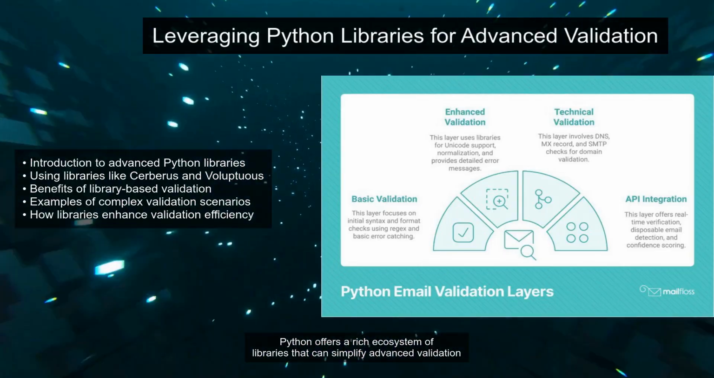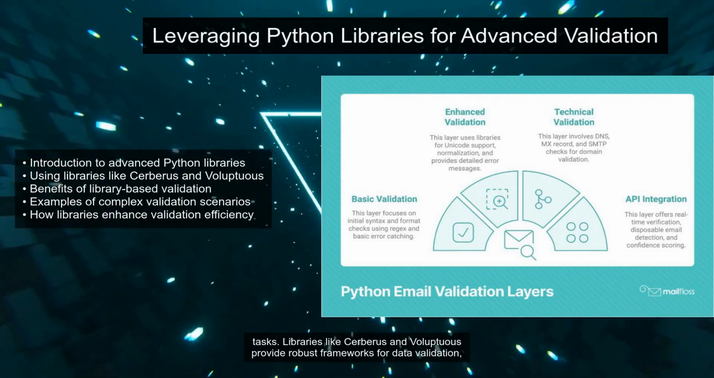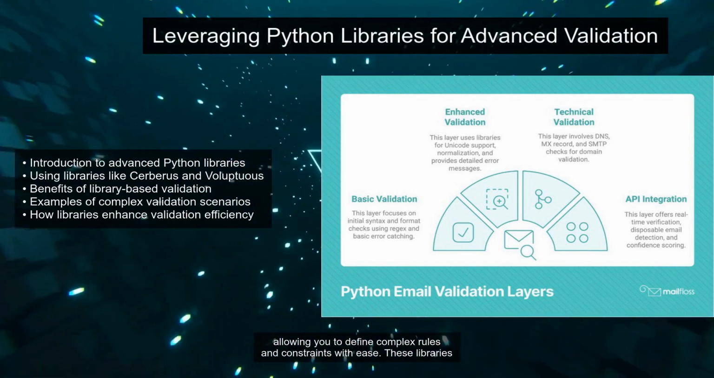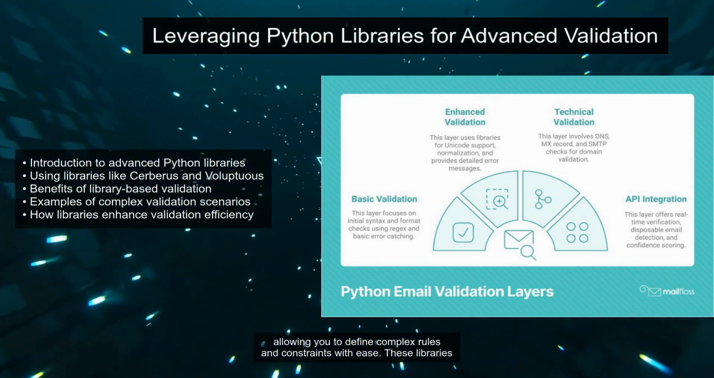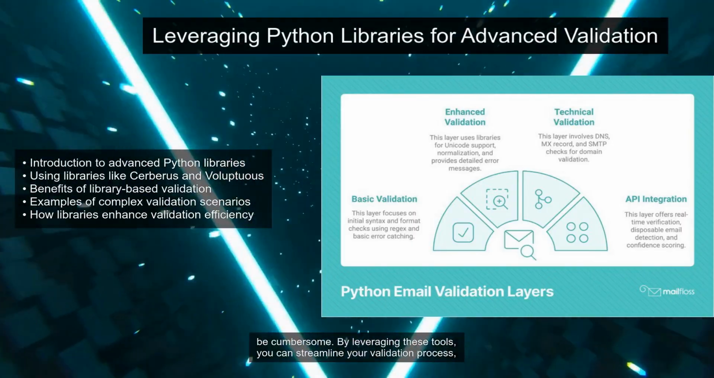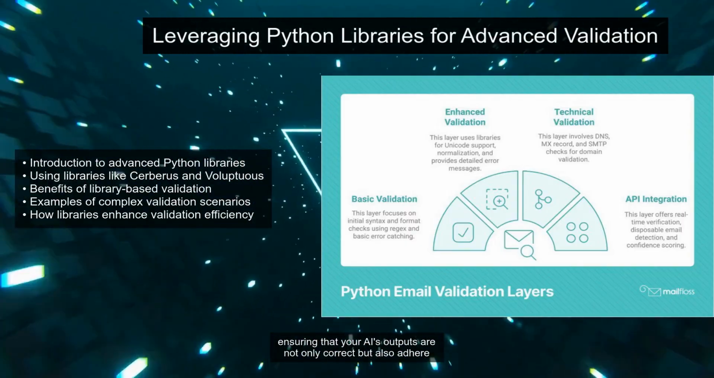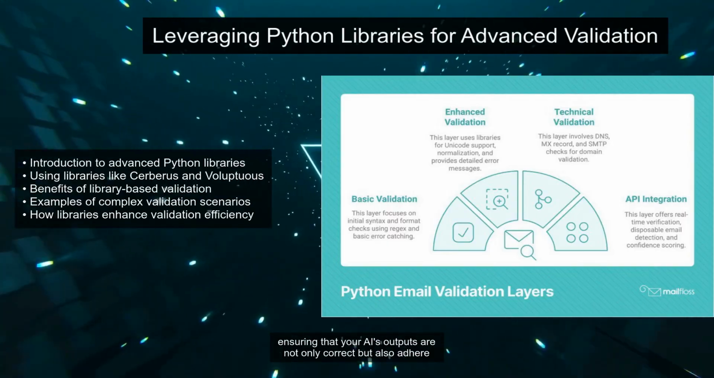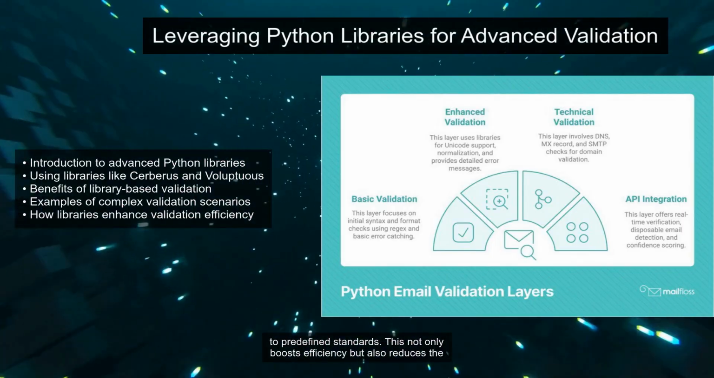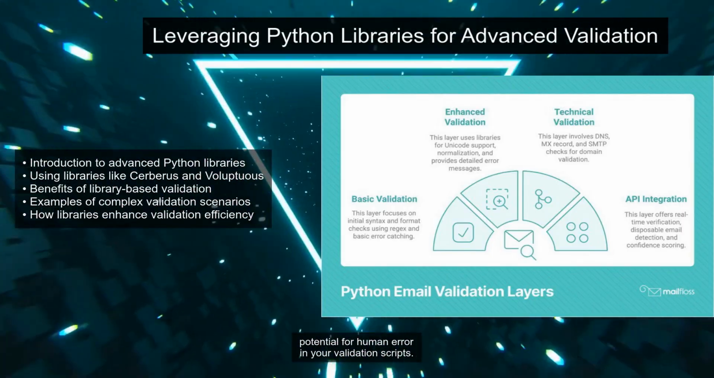Python offers a rich ecosystem of libraries that can simplify advanced validation tasks. Libraries like Cerberus and Voluptuous provide robust frameworks for data validation, allowing you to define complex rules and constraints with ease. These libraries are particularly useful for handling intricate validation scenarios where manual checks would be cumbersome. By leveraging these tools, you can streamline your validation process, ensuring that your AI's outputs are not only correct but also adhere to predefined standards. This not only boosts efficiency but also reduces the potential for human error in your validation scripts.